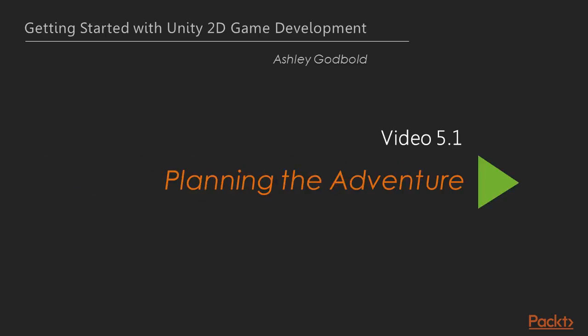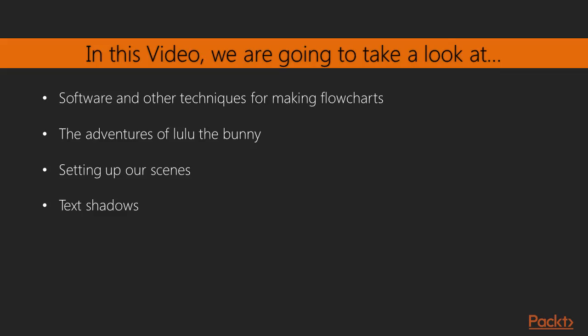Now we move on to the first video of this section that deals with planning out our adventure. In this video, we're going to take a look at software that can be used to make flowcharts, as well as other techniques for creating flowcharts. We'll look at the overall structure of the adventure we will make, we'll start setting up our scenes, and we'll also cover adding a shadow component to our text objects.